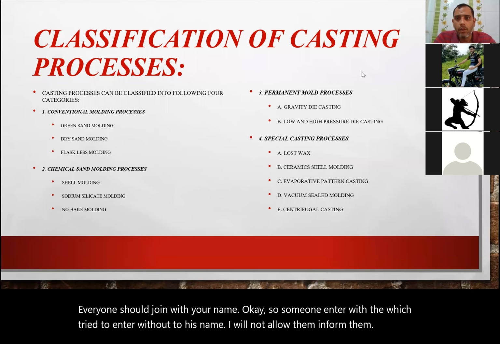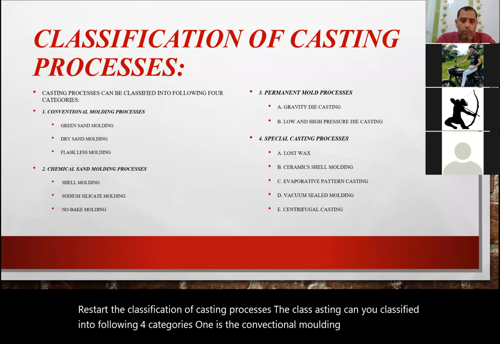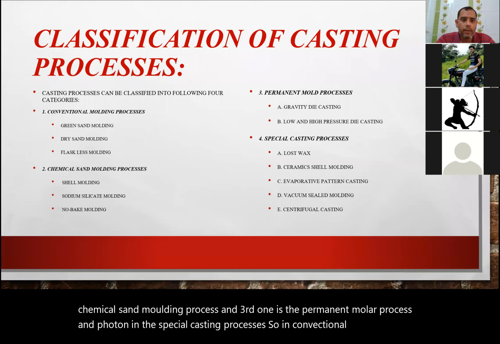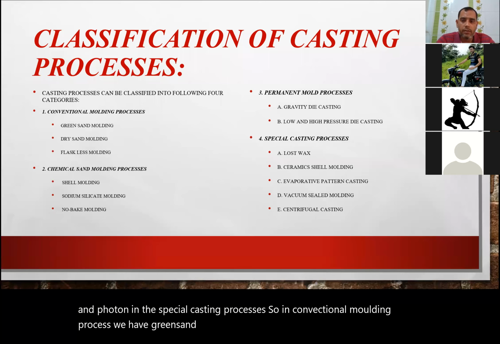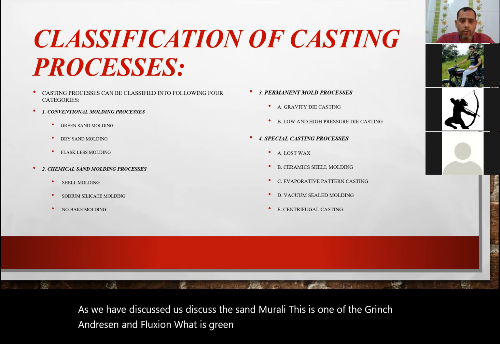So let's start the classification of casting processes. The castings can be classified into the following four categories. One is the conventional molding process, second the chemical sand molding process, third the permanent mold process, and fourth the special casting processes. In conventional molding processes, we have green sand molding, dry sand molding, and flaxless molding. As we have discussed, the sand molding is one of green sand, dry sand, and flax sand. What is green sand? I think I have already told you.